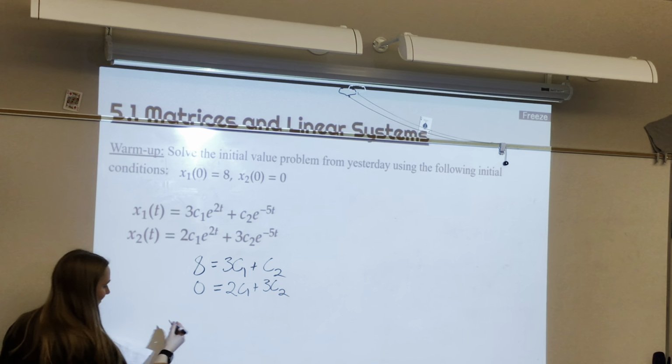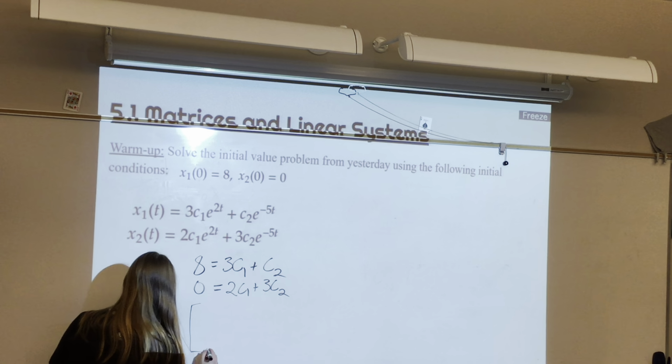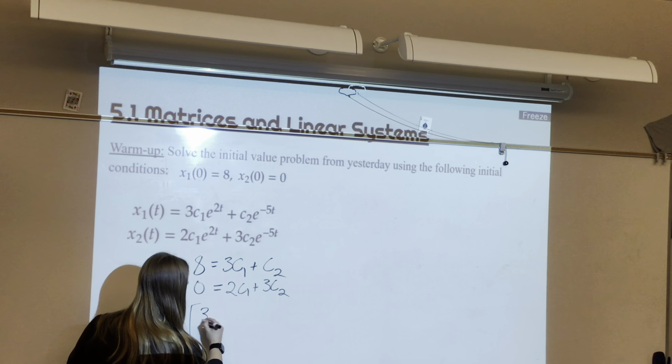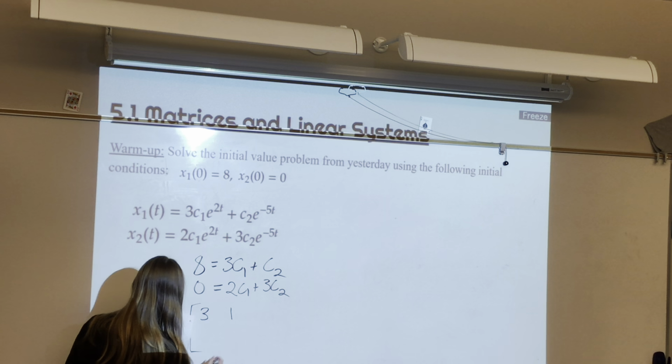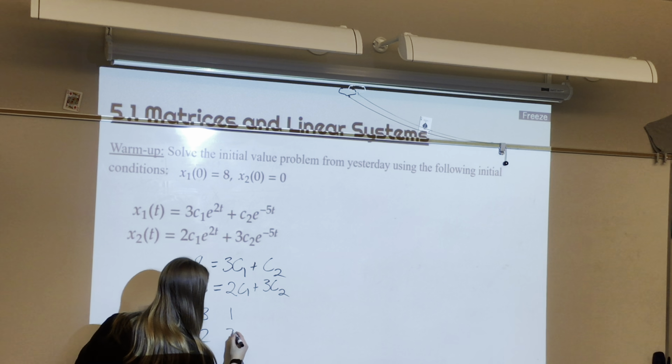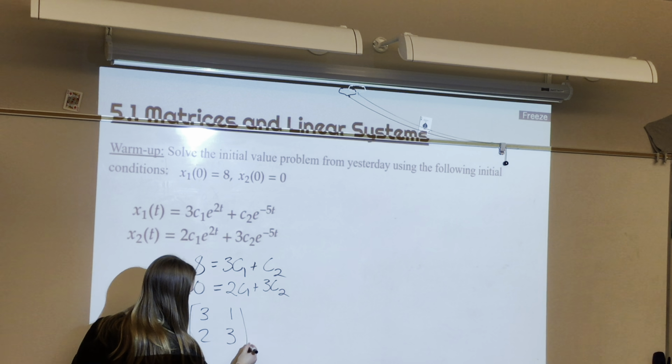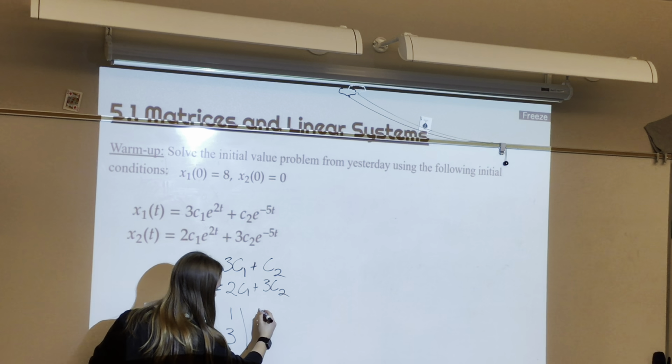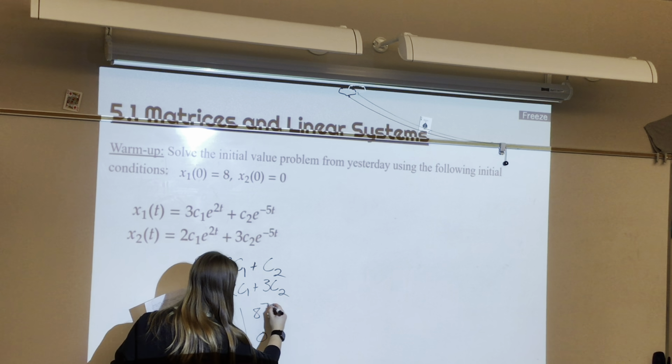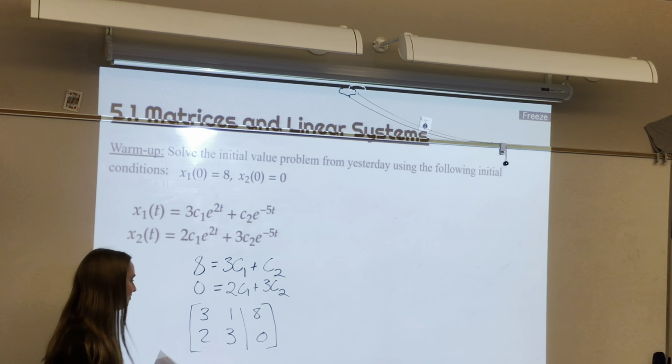Yeah, sure. Open matrix, 3 and 1, and 2, 3, the augmenting line, and 8, 0. Nice job. All right, cool.